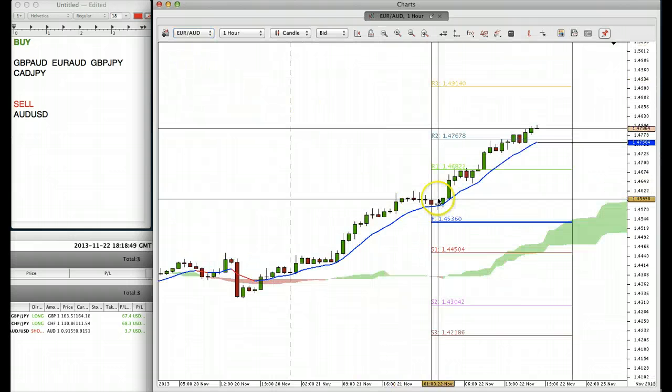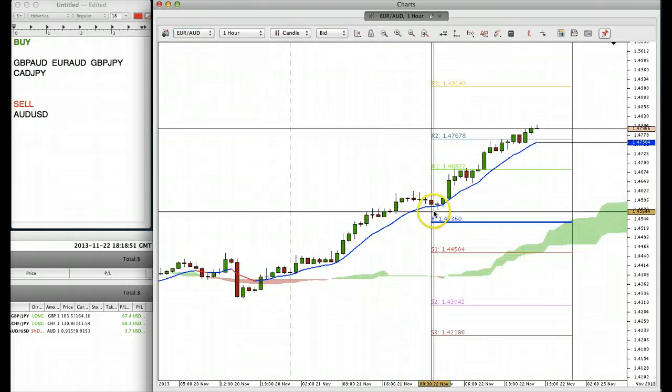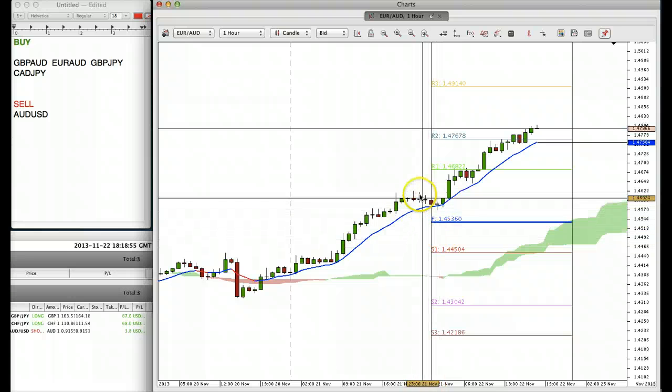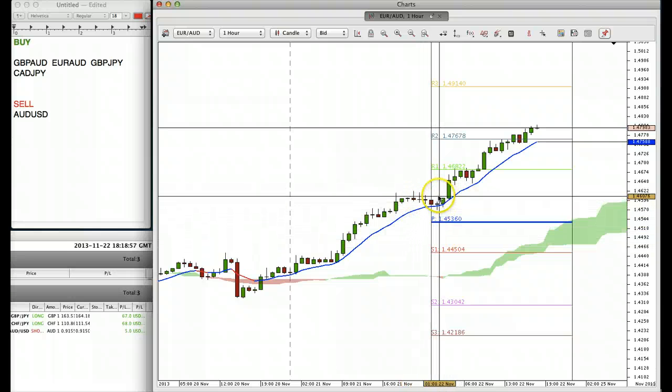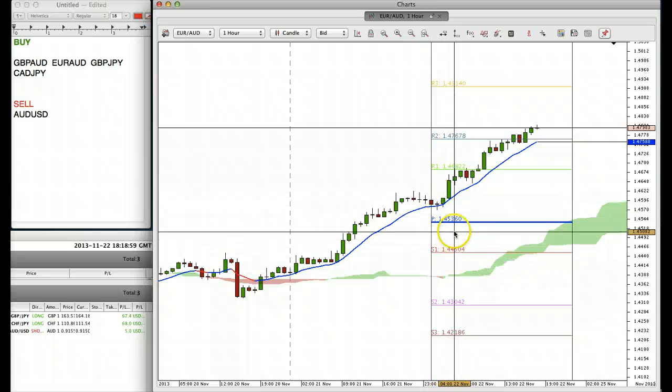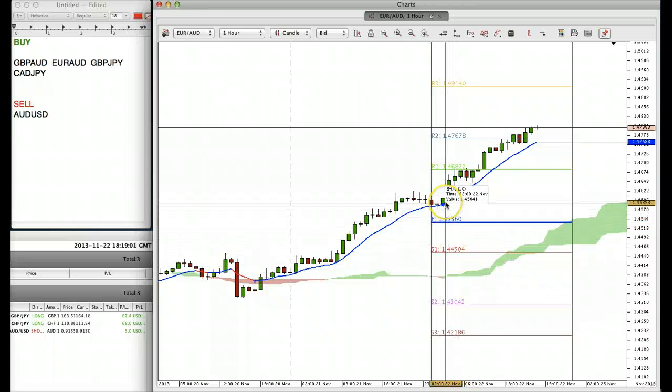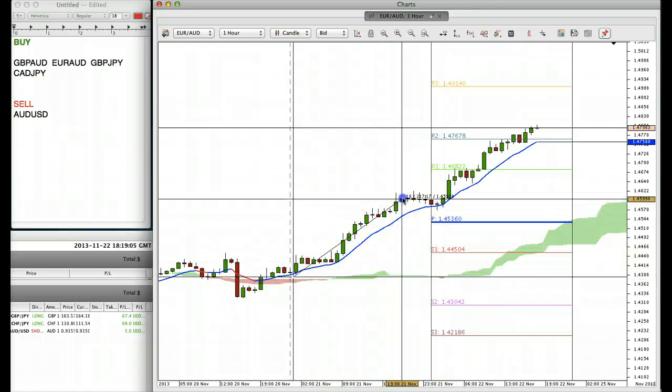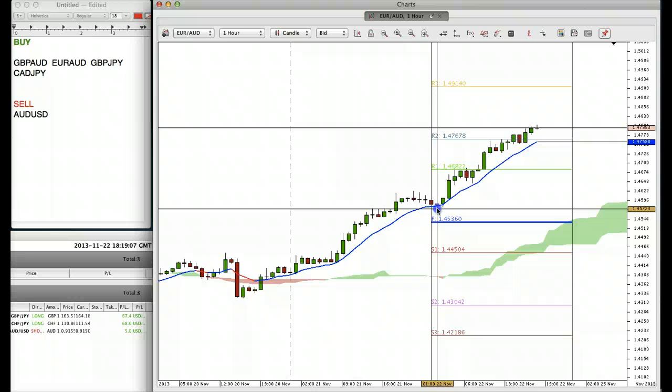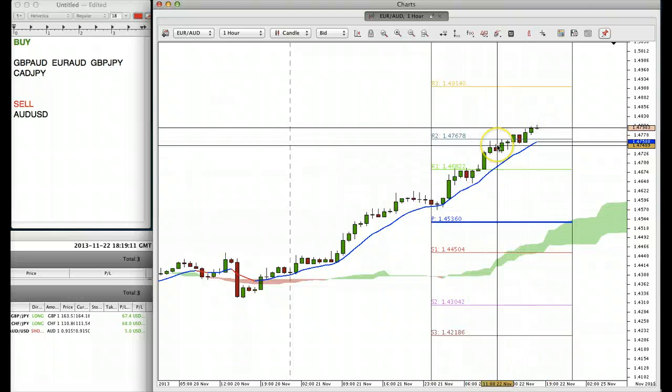And again, coming into a new day, it mirrors the pound Australian dollar. Here's the Australian market right here. Coming into the Asian market, price is above the cloud, above the central pivot point, above the moving average line. Projected range the day before at 244 pips, and it just about done its daily range.